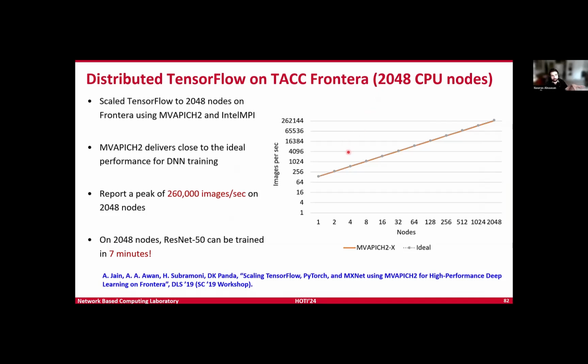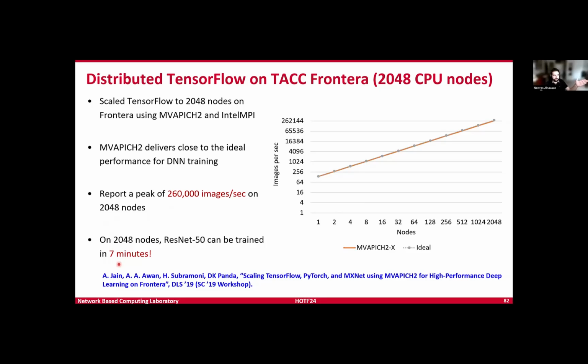We can do similar things with the CPU. This is on the Frontera system, and here we have 2K CPU nodes. Here we're using TensorFlow instead of PyTorch, with MVAPICH2. The throughput we're getting is around 260,000 images per second. So with GPUs we saw 450,000; here it's 260,000. Still very good performance if you have access to many CPU nodes. So you don't always need the GPU. If you have many CPU nodes, you can run the distributed training and still get very reasonable performance.